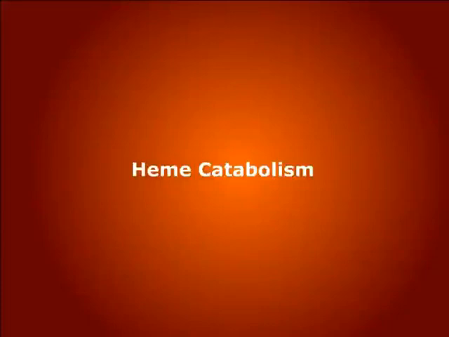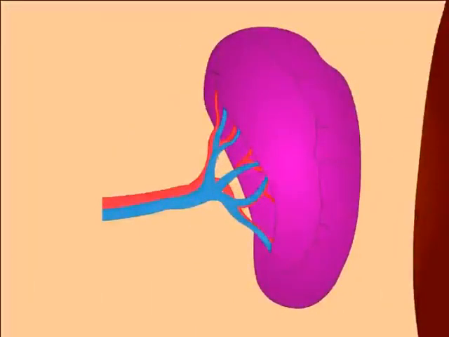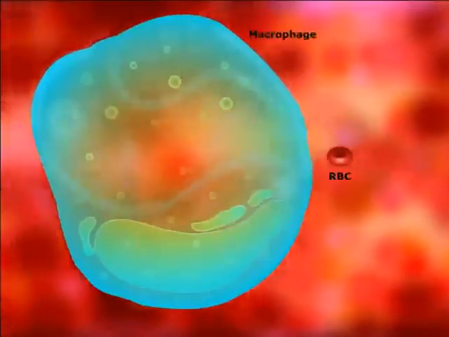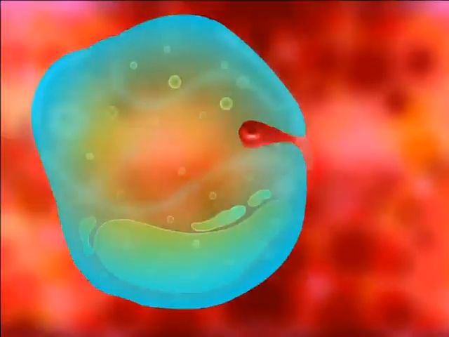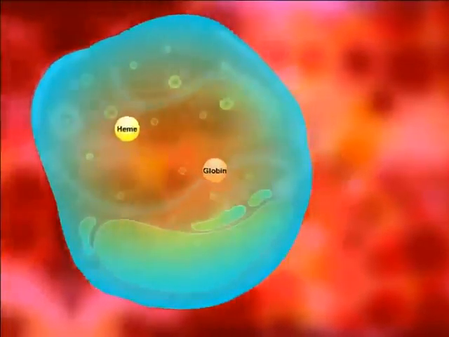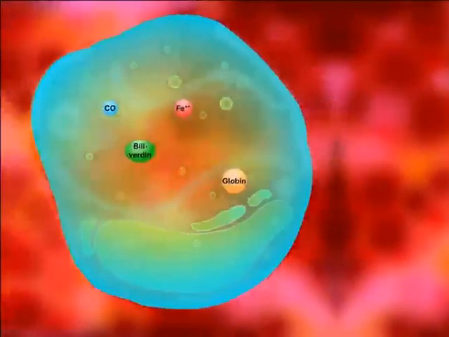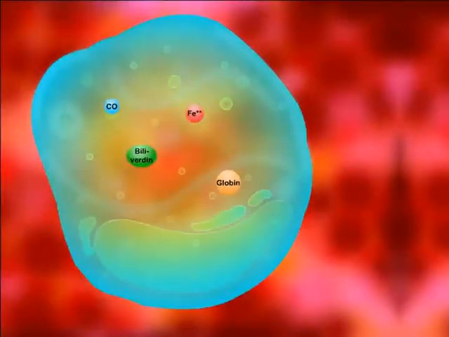Heme catabolism occurs primarily in the spleen. Let's take a closer look at the spleen. In the macrophages of the spleen, old red blood cells are destroyed, and their hemoglobin is degraded. The heme portion is processed to salvage its iron and eliminate its porphyrin, which is oxidized to carbon monoxide and the green pigment biliverdin. This is the only reaction in the body that generates carbon monoxide.